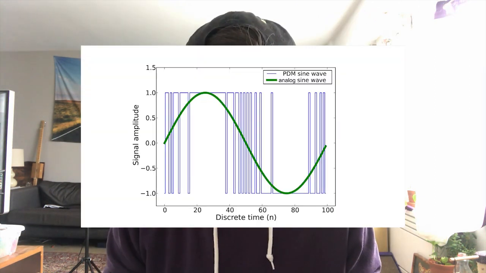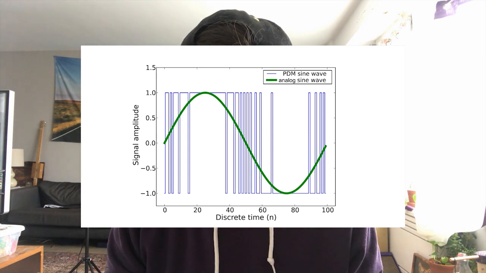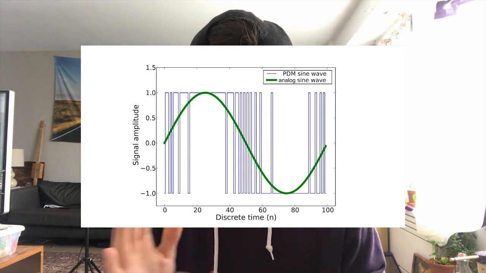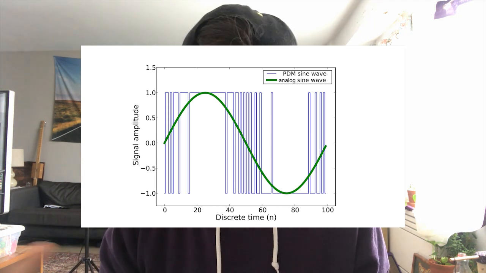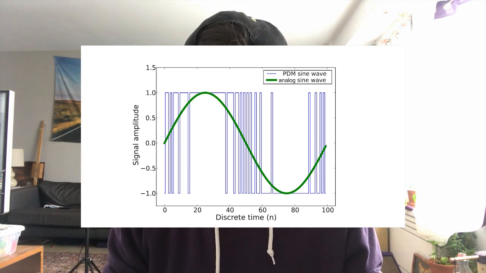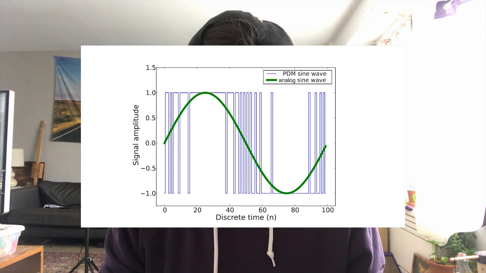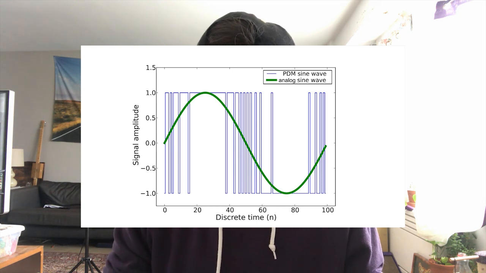So DSD uses this method called pulse density modulation. In other words, when the signal's amplitude increases, the frequency of pulses increases. Thus, they become more dense together. And when the signal's amplitude decreases, the pulse frequency decreases. Now, when I say pulse frequency, what I really mean is that DSD is just one bit.